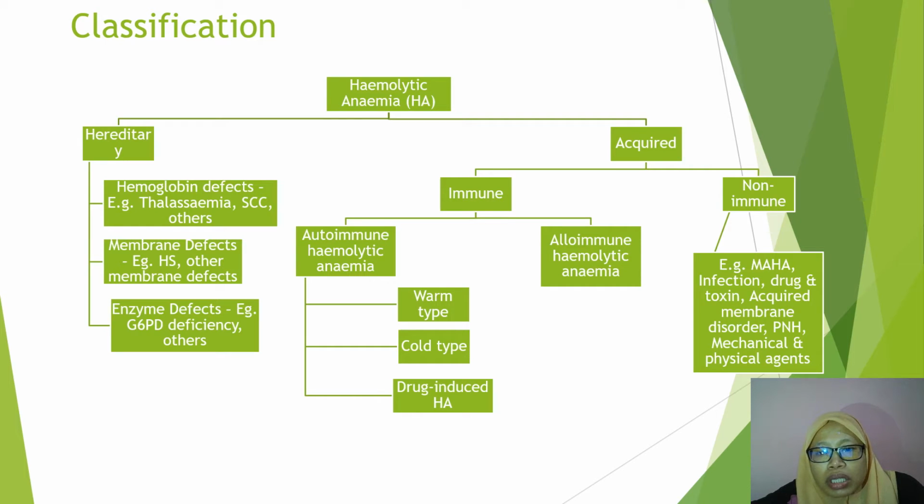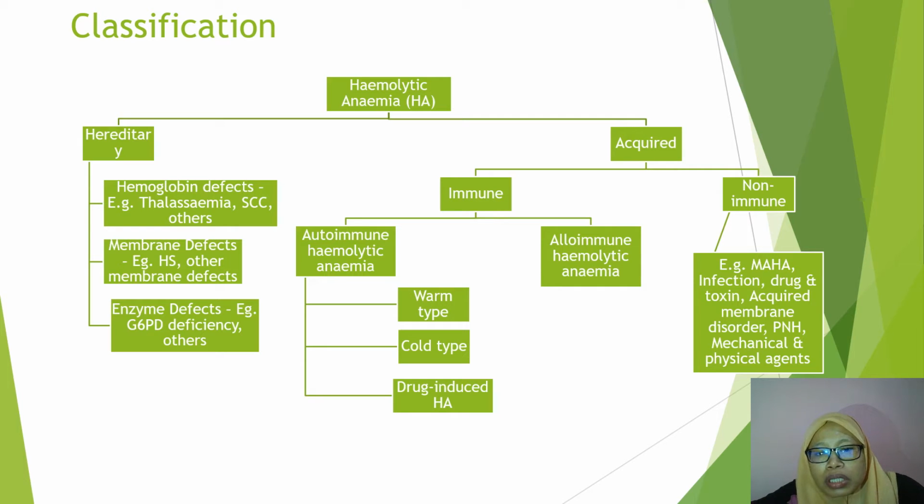So for the acquired one, it can be divided into immune and non-immune types. For the non-immune type, it can be seen in a condition like MAHA, in which there is a presence of a number of fragmented red blood cells that become hemolytic because they are considered abnormal red blood cells. There are infections that can also cause hemolytic anemia, such as infection with Mycoplasma pneumoniae. There are drugs as well that can cause hemolysis of red blood cells, and exposure to cold can also cause our red blood cells to be destroyed prematurely.